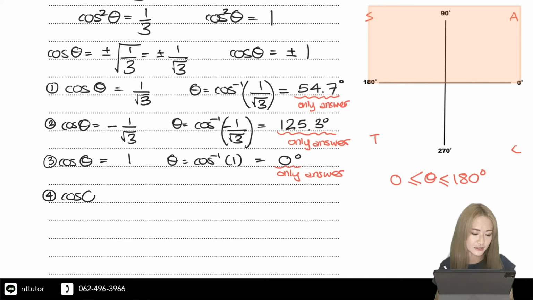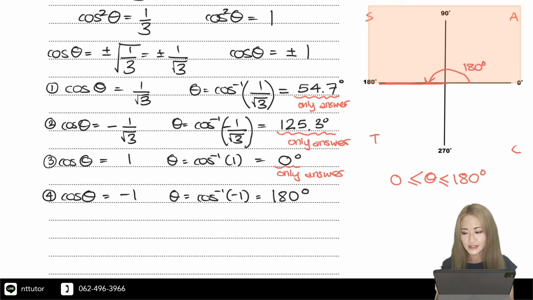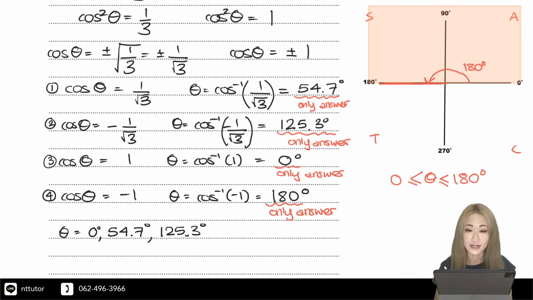For cos theta equals minus 1, we can do the same as well. So theta equals inverse cos of minus 1, which gives 180 degrees. So 180 degrees corresponds to that. And there's no other line in the domain that gives the same value. Therefore, that is the only answer for cos theta equals minus 1. So we have 4 answers. Therefore, theta equals 0, 54.7, 125.3, and 180 degrees.